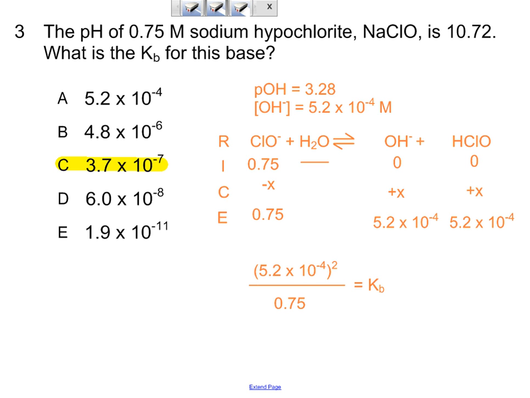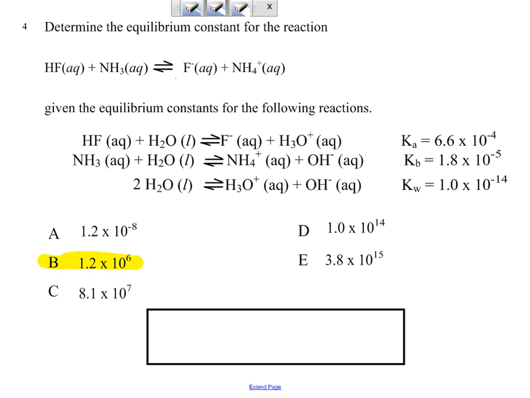And let's take a look at the last one. I need to figure out the equilibrium constant by adding and subtracting these reactions. If I add HF, the first reaction, and the second reaction together, I get HF and NH3 and 2 waters form fluoride, ammonium ion, hydronium ion, and hydroxide ion.